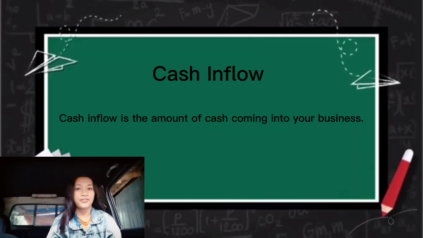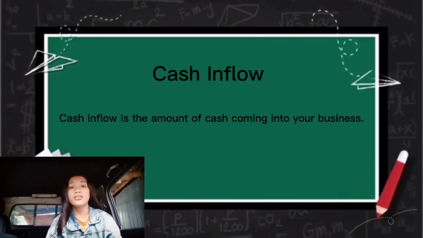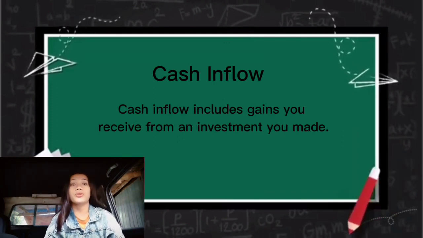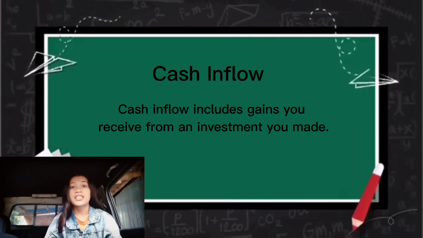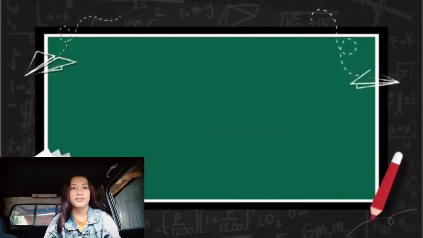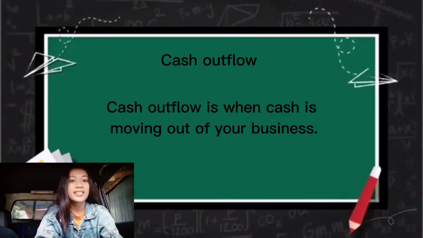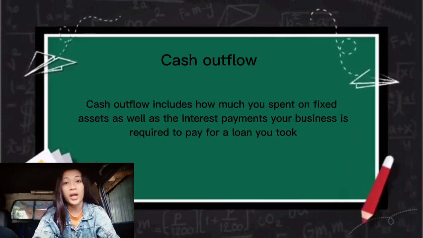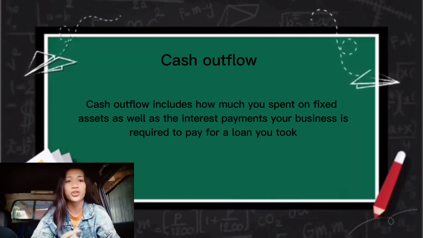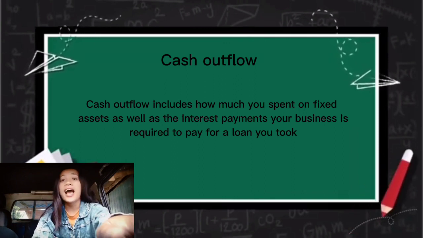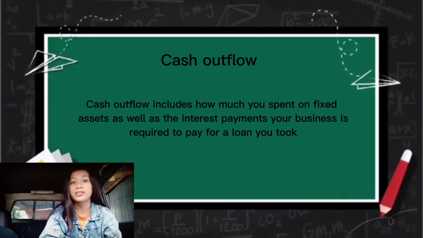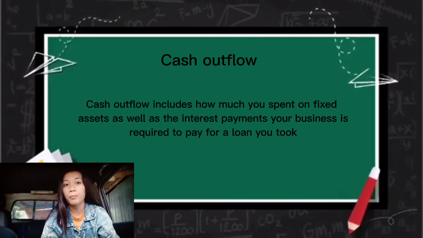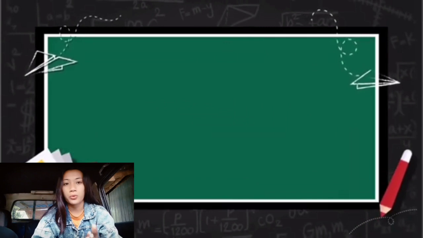Okay, cash inflow. Cash inflow is the amount of cash coming into your business. Cash inflow includes gains you receive from investments you made. Cash outflow is when cash is moving out of your business. Cash outflow includes how much you spent on fixed assets as well as interest payments your business is required to pay for a loan you took.